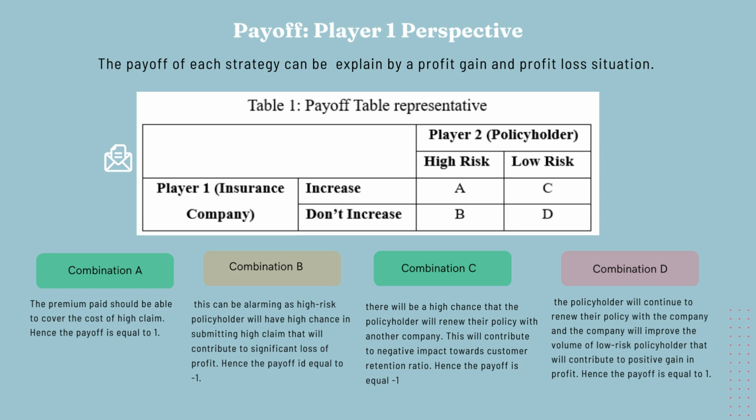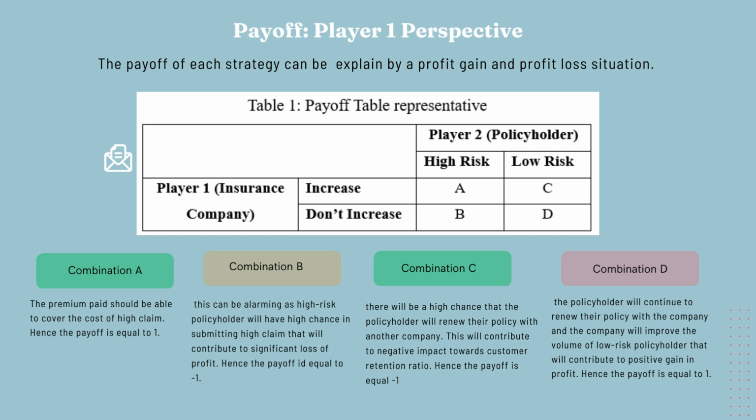So in order to interpret or elaborate more on the combinations of the strategy, the 4 by 2 of the 2 by 2 matrix, we split each of these combinations into four: combination A, combination B, combination C, and combination D. In this slide, I'll elaborate more on how I define the payoff of player one, looking into the player one perspective.